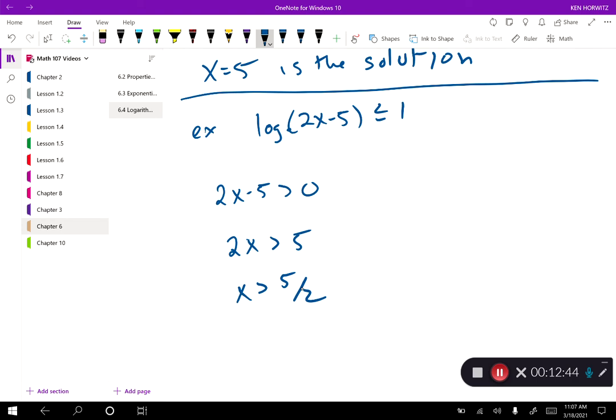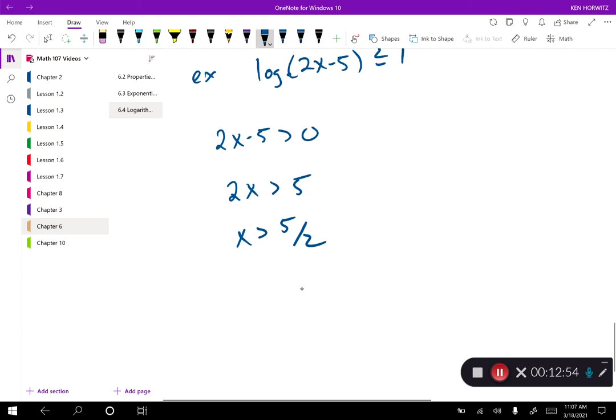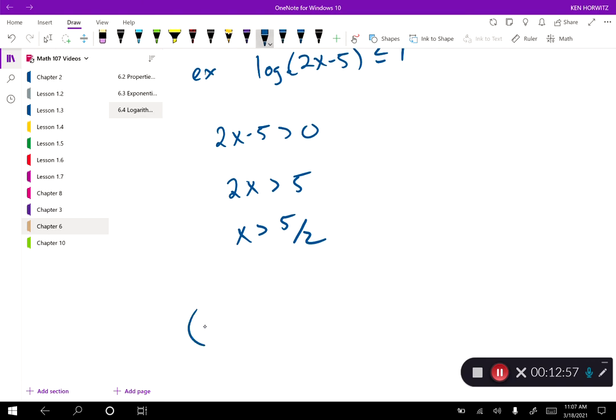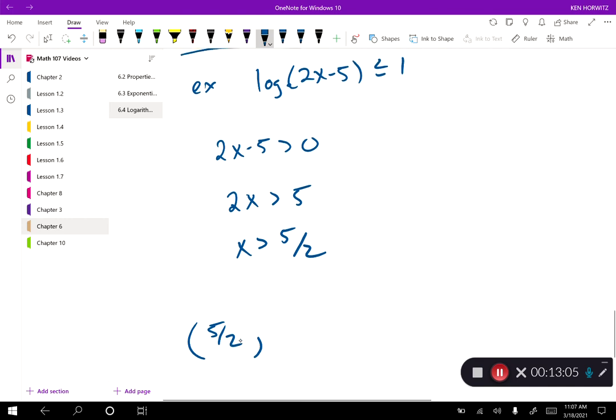Now remember, this is going to be an interval because we have an inequality. So it can't be less than 5 halves. So I already have half of my interval. That's going to be my final answer. 5 halves, comma. Now I need my upper number. The way I get my upper number is by taking my original equation and making it into exponential form. So I have 10 to the first, right? My base raised to my exponent, and it's going to be less than or equal to my argument.